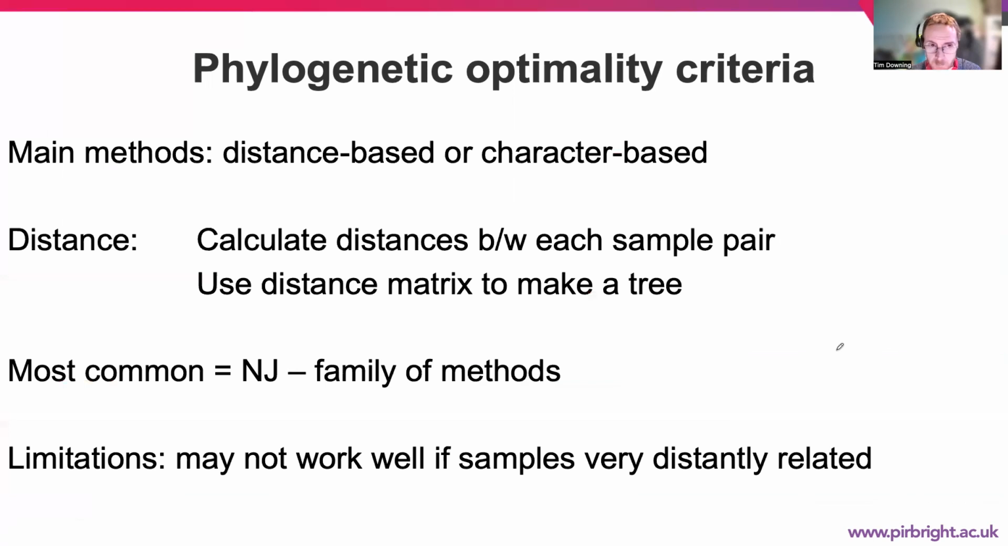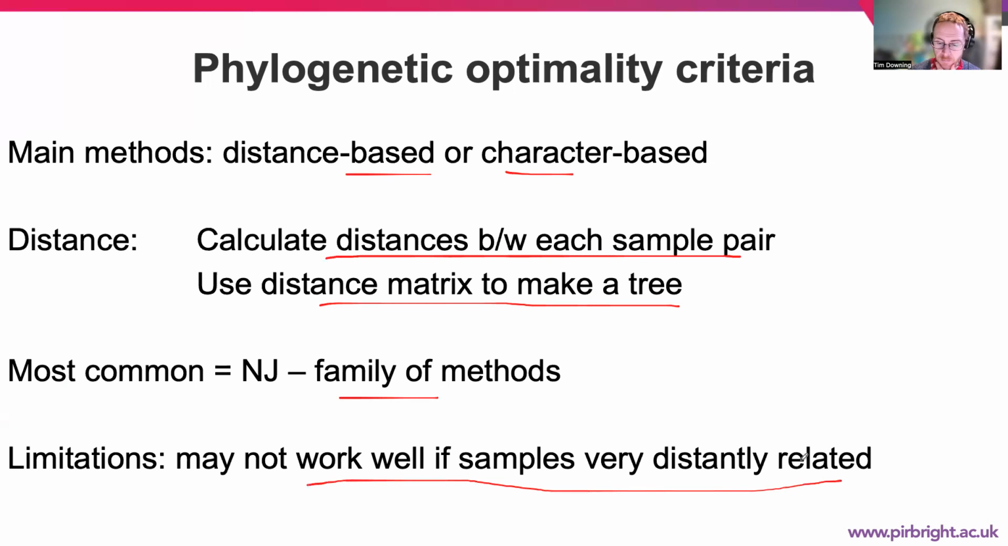So we have distance-based or character-based methods. These essentially calculate the distances between each sample pair as a simple number. That creates a distance metric of the pairwise number of differences between different samples, based on the numbers or on a fraction. Typically they use neighbor joining to compute the best tree, but this is not effective if the samples are very, very distantly related to each other.